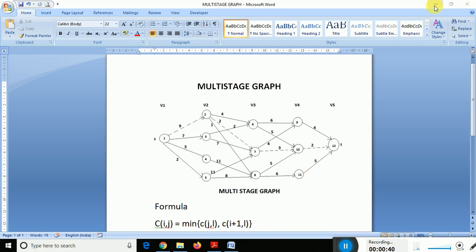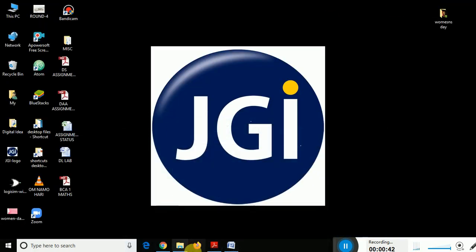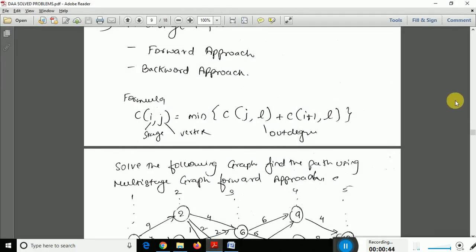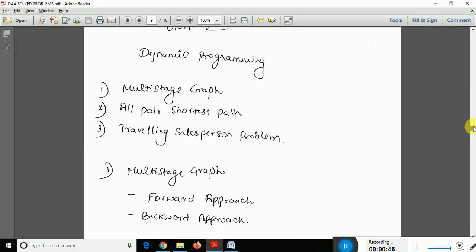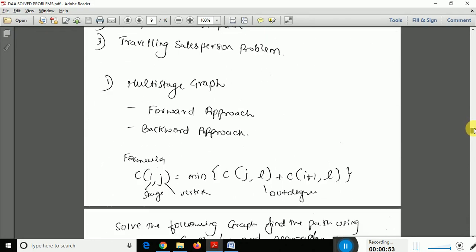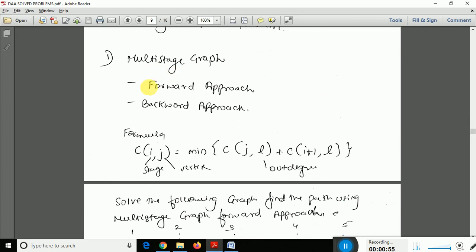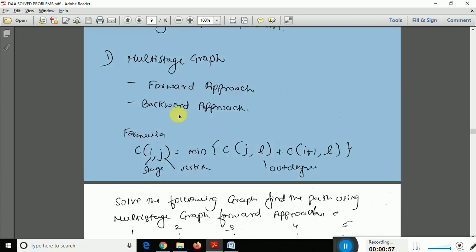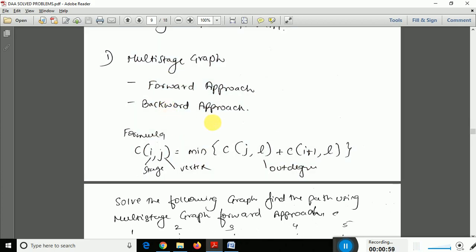And this multi-stage graph comes under dynamic programming. That is the chapter of dynamic programming. This is the fourth chapter, dynamic programming. In that the multi-stage graph will come, and here there are two types. One is the forward approach and another one is the backward approach.